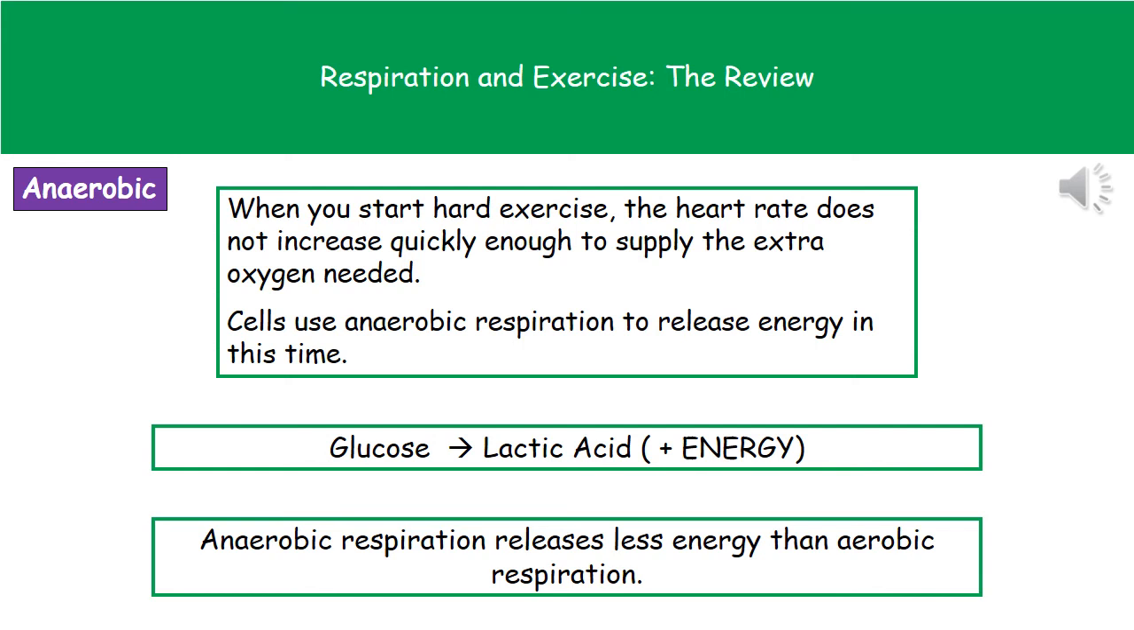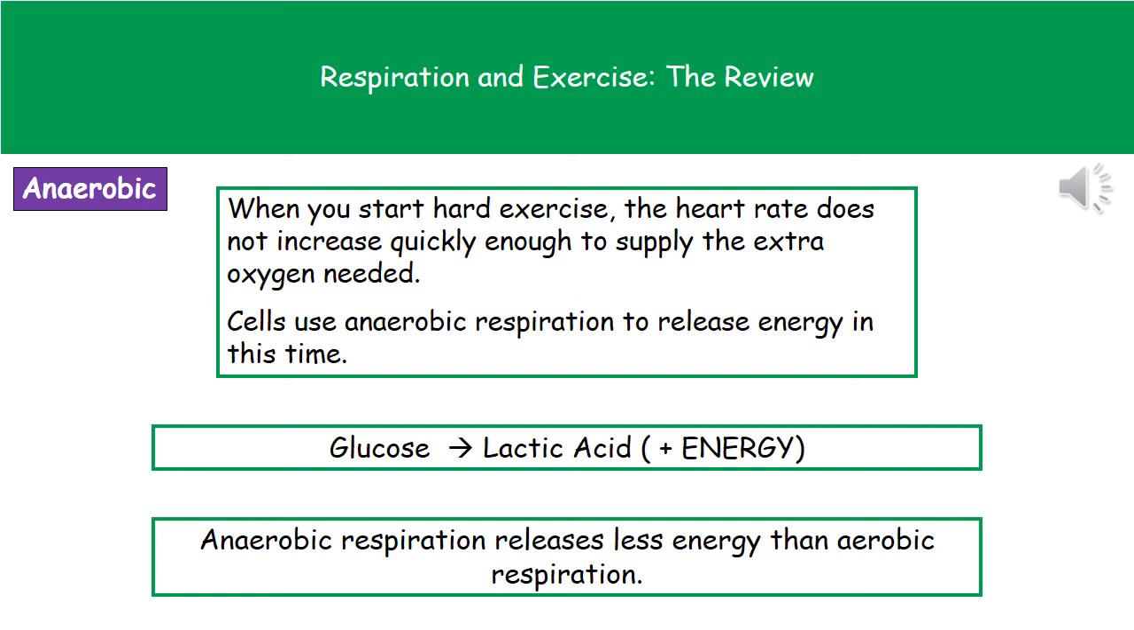If we now start to think about anaerobic respiration, then we know that this is one that doesn't actually need the oxygen. So what actually happens in your body then is when you start hard exercise, your heart rate doesn't actually increase quickly enough to supply the extra oxygen that you need for aerobic respiration to take place. As a result of that, our cells are going to have to use anaerobic respiration to release energy until our heart rate does increase enough.